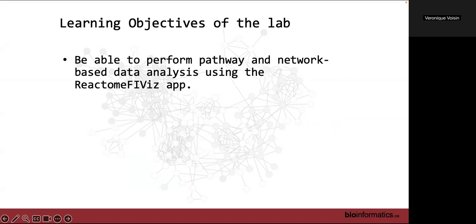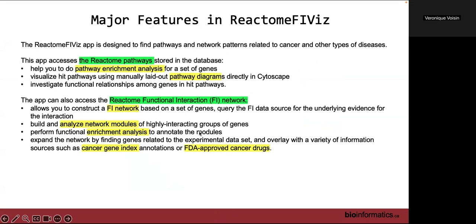and the ReactomeFI network is slightly visible on the slide background. The ReactomeFI app is designed to find pathways and network patterns related to cancer and other types of diseases, and unlike the Reactome database that is available for many species, the app only covers Homo sapiens as a model organism. So this app has two main components. The first one, explained in the first paragraph, is exploring the Reactome pathway diagrams. We can not only explore the diagrams, but we can also overlay information coming from our gene list on these diagrams and perform pathway enrichment analysis.